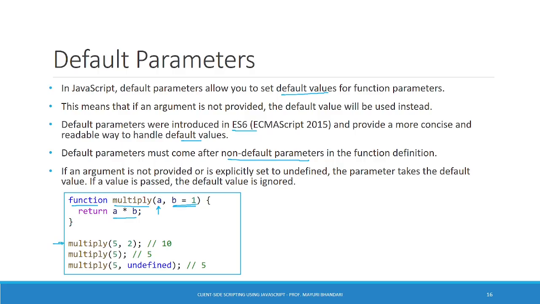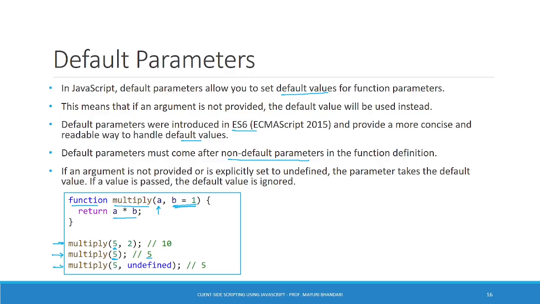In first call, we have passed both the parameters 5, 2. So in this case, this default parameter b will be overwritten, and value of b will be 2. Now in second call, we have passed only one parameter. So this value 5 will be assigned to a and for b it will take 1. So the result is 5.